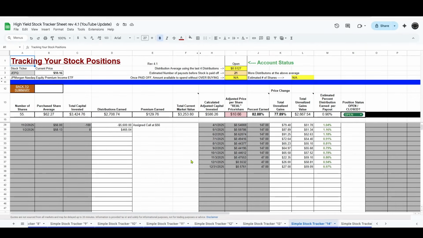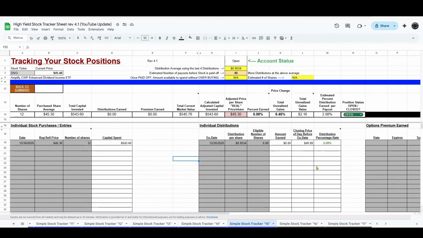For JEPQ, they pay monthly, so this one here has already been entered. So there's no change on JEPQ. But as you can see, my real price per share on JEPQ is $10.66. And the current price being $59.16. If I were to sell out of these, I will make $2,667.